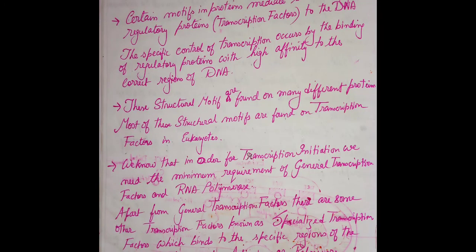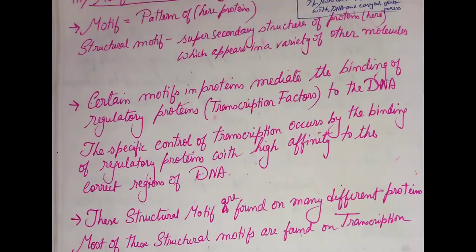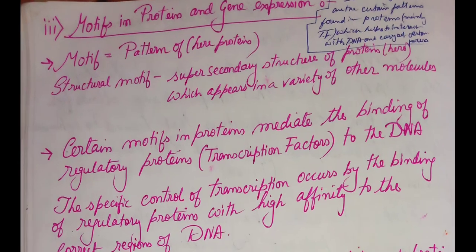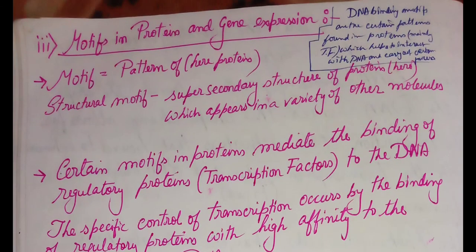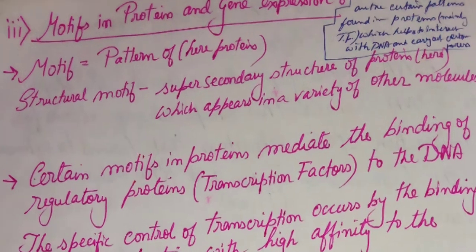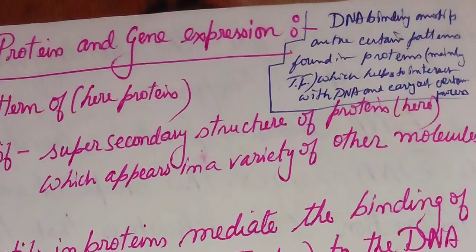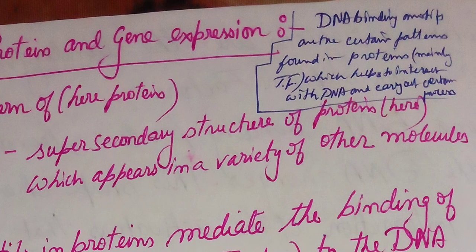So we will now discuss the motifs in protein with respect to gene expression. Motifs are actually patterns found in the supersecondary structure of proteins, which perform certain special functions. The main basis of the function of that protein may be. Now, most of the motifs are actually DNA binding motifs. So, what is a DNA binding motif?